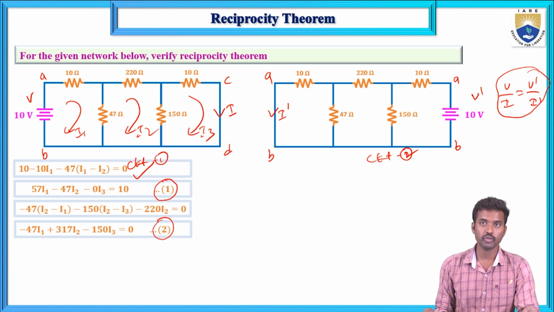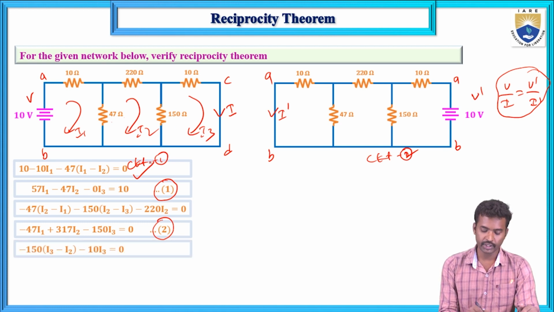In the third mesh, if you apply KVL, the algebraic sum of all voltages must be 0. Here we have only 2 elements. The voltages across these 2 elements must be the same, that is 150(I3 minus I1). If you apply KVL, minus 150(I3 minus I1) minus 10 I3 equals 0. The algebraic sum of total voltages in a loop equals 0 according to KVL.